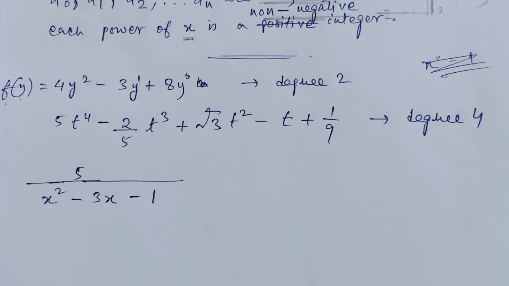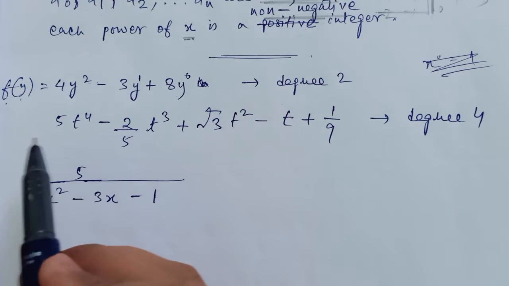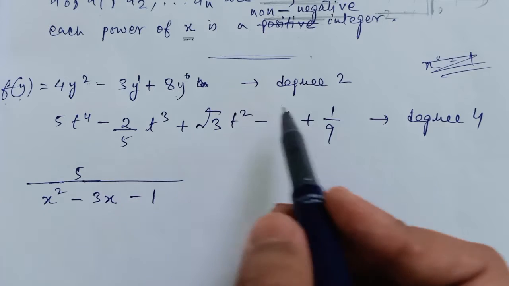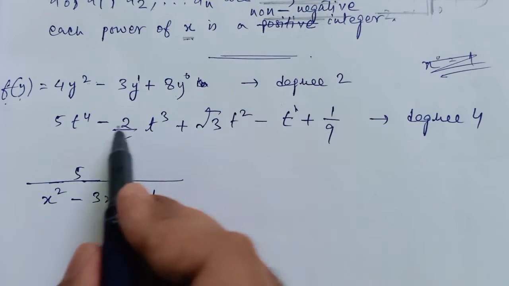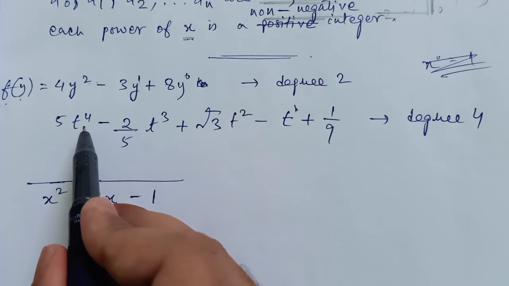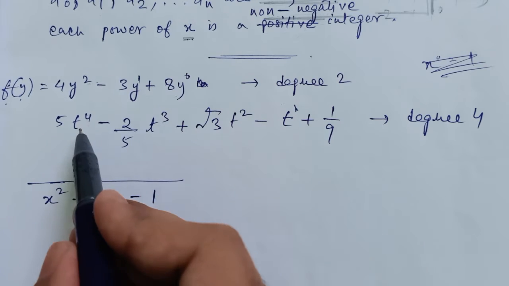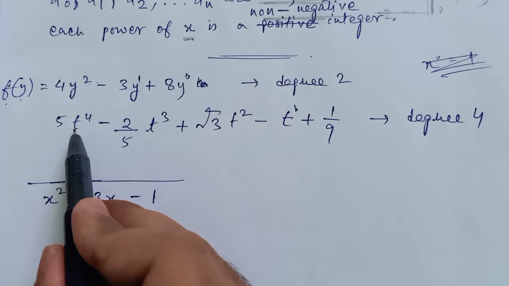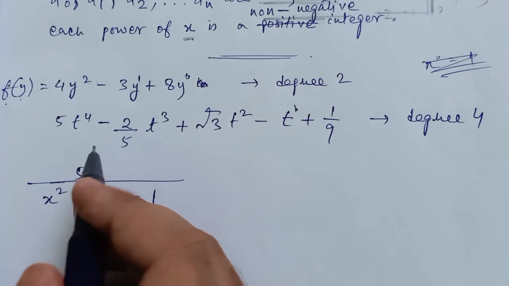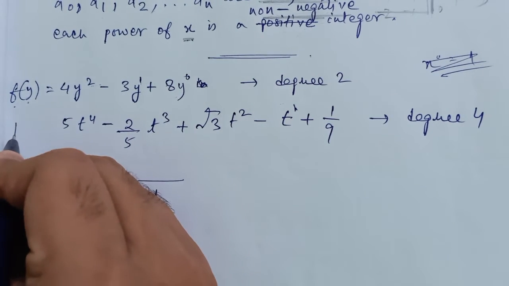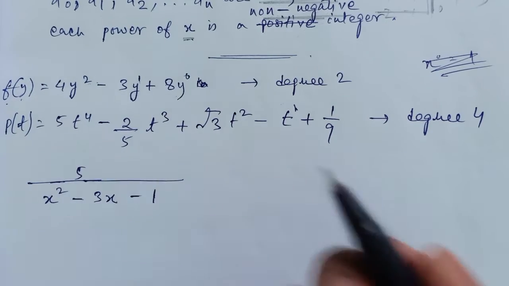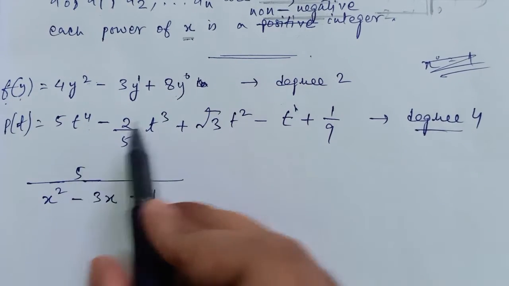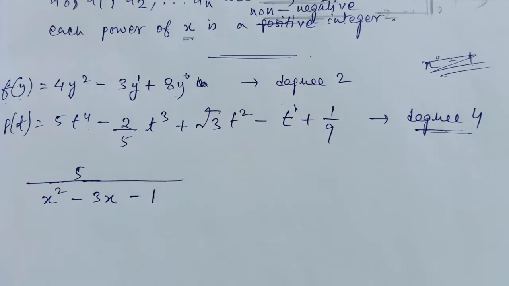In the next example, you can see the powers gradually decreasing, that is 4, 3, 2, 1 and 0. So the highest power is 4. First of all, this is a polynomial because all the powers are non-negative, right? So you can say this is a polynomial in t, because the variable is t, so you can write p of t. The highest power is 4, so the degree of this polynomial will be 4.